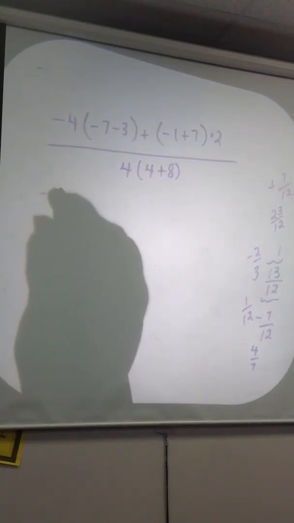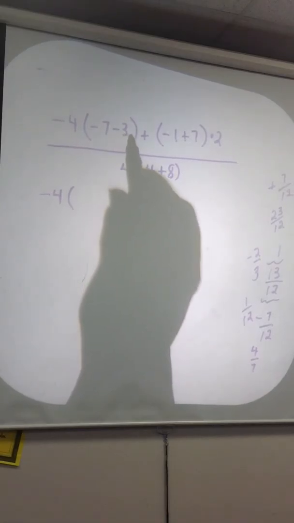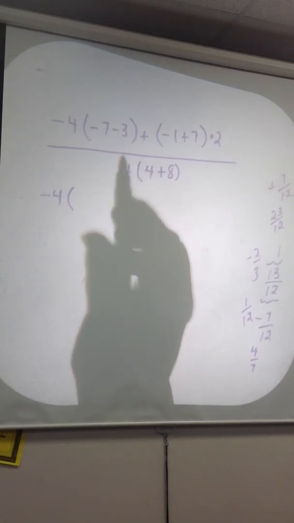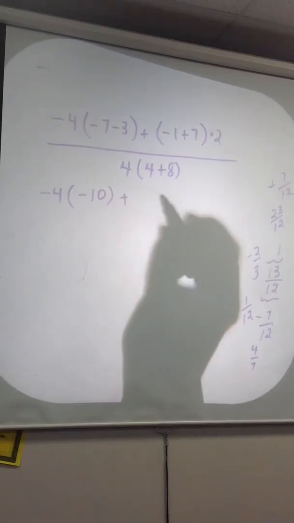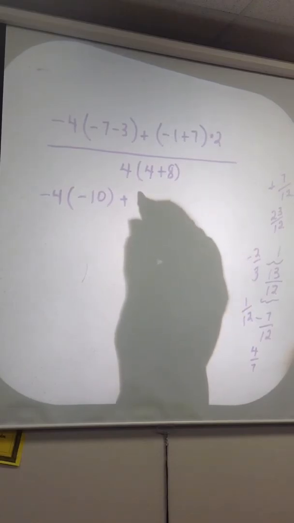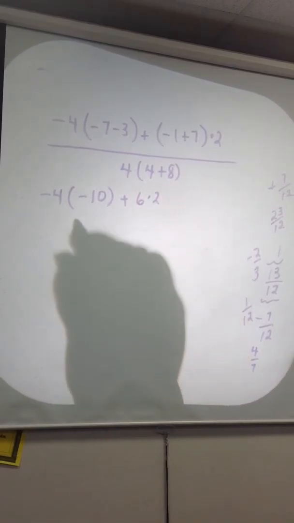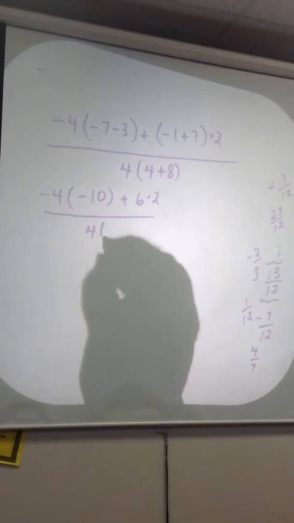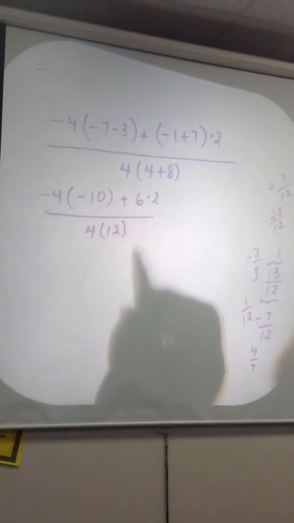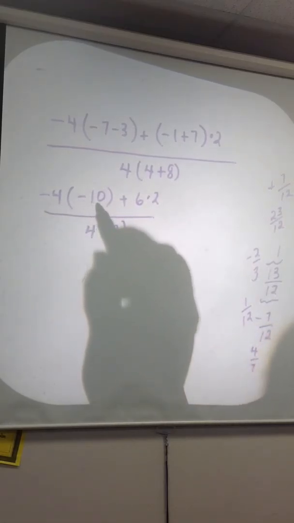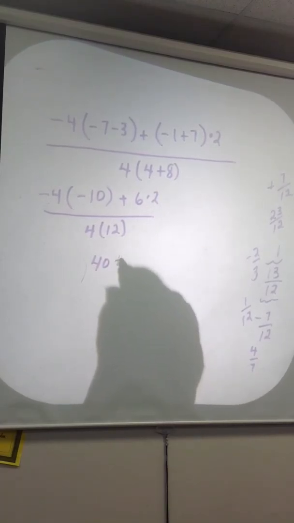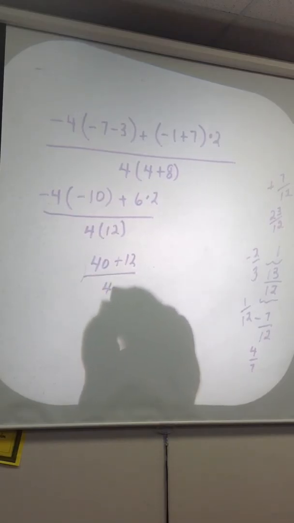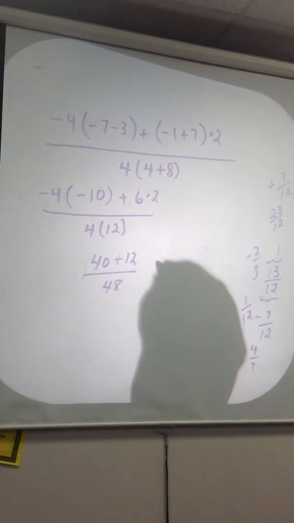We have -4 times -7 minus 3 is -10. Yep. -7 minus 3 is -10. It's -7 plus -3. All right, plus -1 plus 7 is 6. Over, down here we have 4 times 4 plus 8 is 12. All right, -4 times -10 is 40. And 6 times 2 is 12. And this is 48. 40 plus 12 is 52, right?